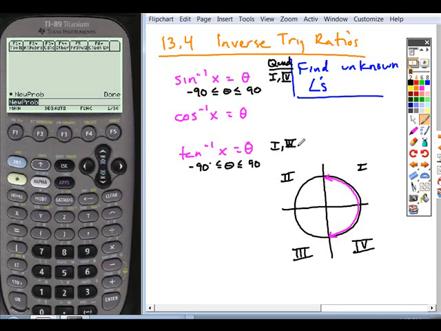And then the inverse cosine is defined for 0 to 180, and again, these are in terms of angles. 0 to 180 is which set of quadrants? 1 and 2. Right, so the inverse cosines will give you values in these two quadrants.